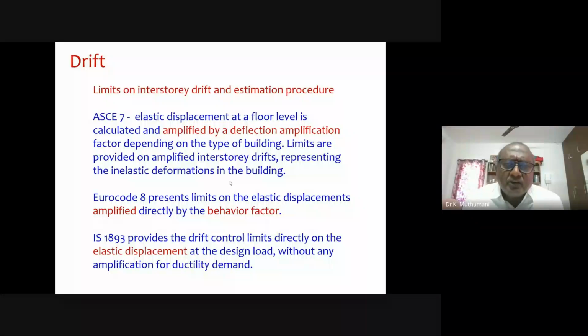Here I want you to note that 1893 talks about 0.04 as elastic displacement, whereas Eurocode and ASCE talk about amplified deflection. That means they account for some kind of nonlinearity that can happen, so they amplify and then check. I just wanted to note that, but we can't do anything about foreign codes. Assuming that we follow our code, it says the elastic displacement at the top of the building should be limited for the design load, which includes dead load, live load, earthquake load, all that. So that is the first point I wanted to note.